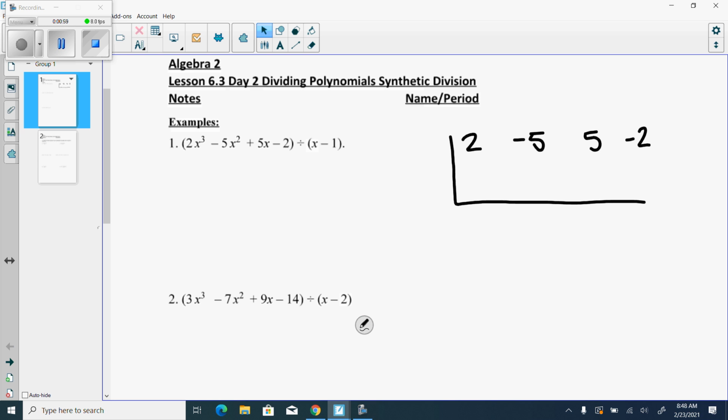Same rule applies here as yesterday. If they skip a term, we need a placeholder. Luckily, they didn't skip any terms here, so we didn't have to worry about that. Okay, then we also need a number out here on the outside that's going to come from our divisor. So it's always going to be the opposite of the number after x. So the number after x here is a -1, so we're going to use a positive 1. So that's what I'm going to put here. So all we did was make it positive. Always use the opposite sign. If it was positive, I would have made it a negative.